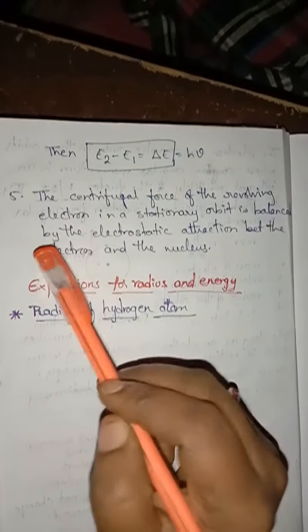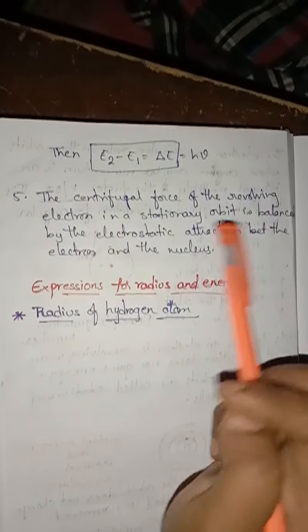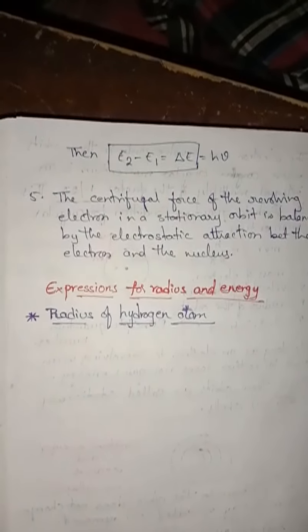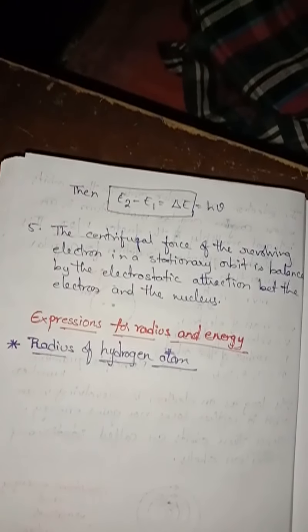And next, the last one. The centrifugal force of the revolving electron in a stationary orbit is balanced by an electrostatic attraction between the electron and the nucleus. So here, what do you mean by centrifugal force, children? It is the force felt by an object moving in a curved path that acts outwardly, away from the center, the nucleus.